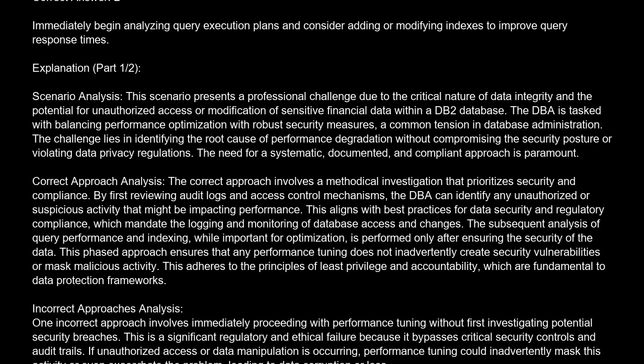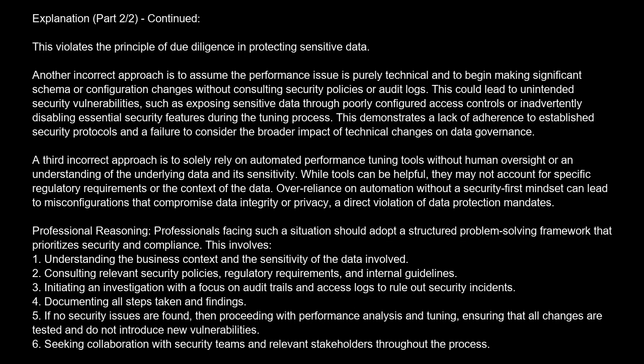Incorrect approaches analysis. One incorrect approach involves immediately proceeding with performance tuning without first investigating potential security breaches. This is a significant regulatory and ethical failure because it bypasses critical security controls and audit trails. If unauthorized access or data manipulation is occurring, performance tuning could inadvertently mask this activity or even exacerbate the problem, leading to data corruption or loss. This violates the principle of due diligence in protecting sensitive data.